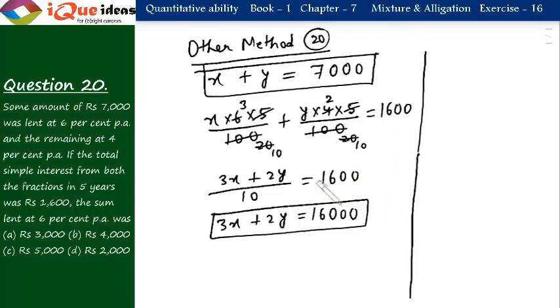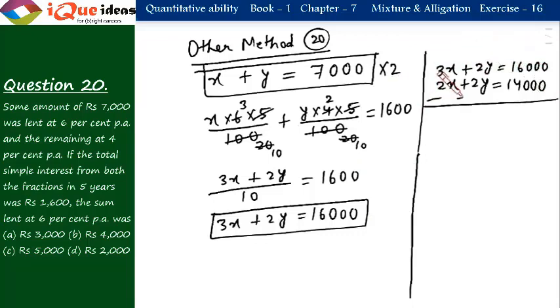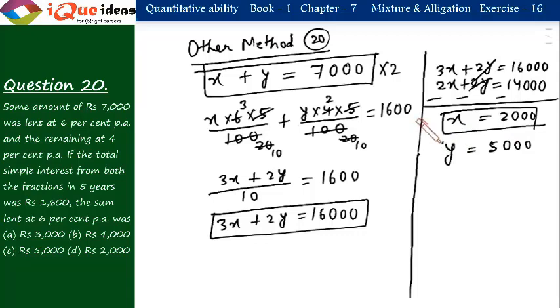So let's do one thing. Multiply the first equation by 2. So we get 2x plus 2y is equal to 14,000. And subtract this from the second equation, written above, 3x plus 2y equal to 16,000. If you subtract, 2y gets cancelled and we have 3x minus 2x, that is x, equal to 2,000. If you put it in the first equation, y will be 5,000. So the amounts invested are 2,000 and 5,000. Alright.